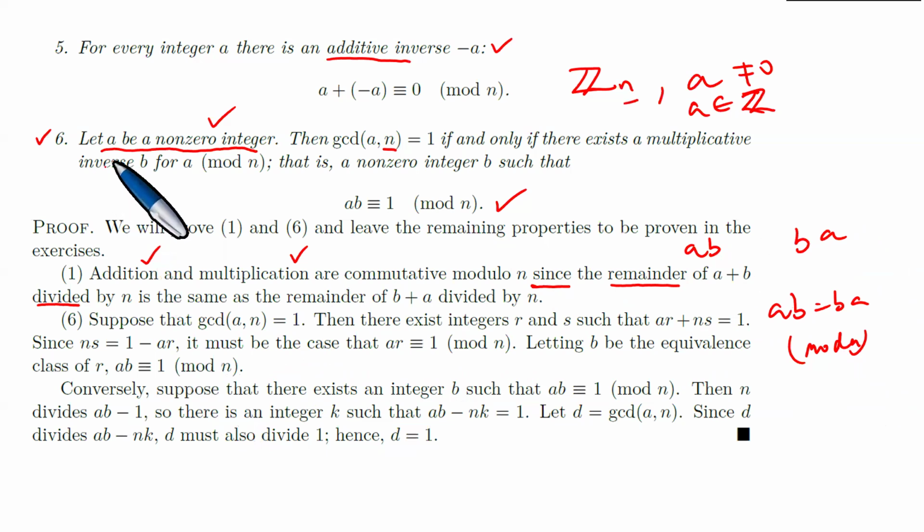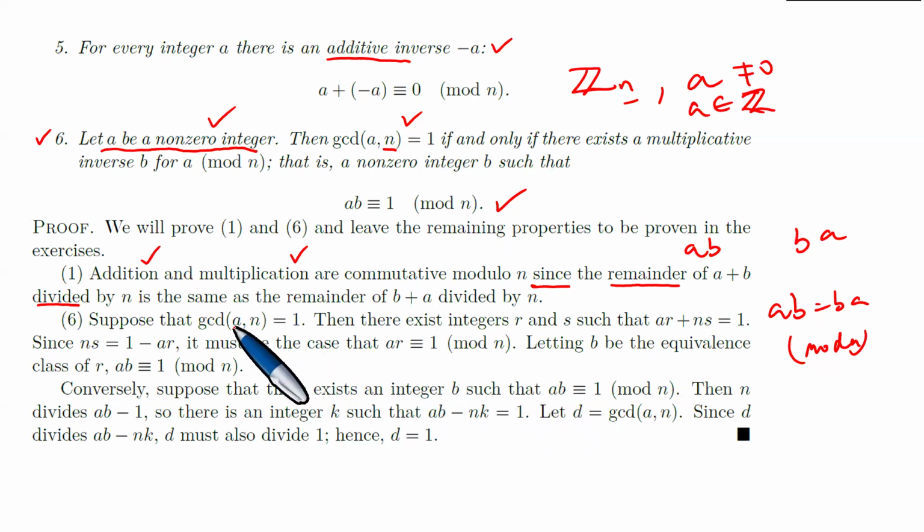Now we're going to do property 6. Suppose that the greatest common divisor of a and n is 1, then there exist integers, by the division algorithm. We have to spend time on the division algorithm, but the proof starts by supposing that the GCD of a and n is 1. Then there exist integers r and s.